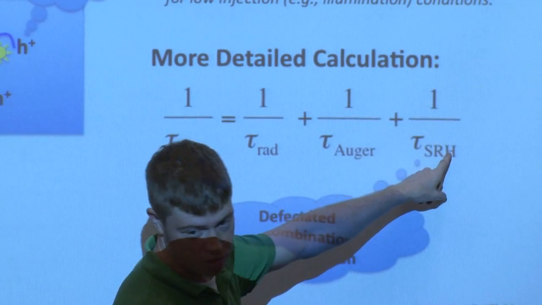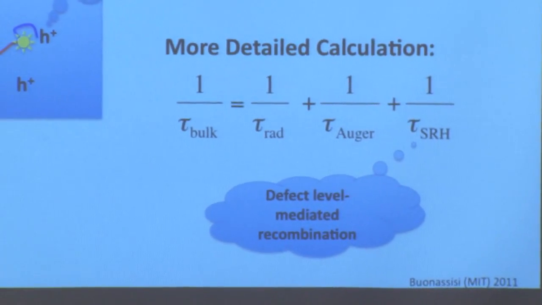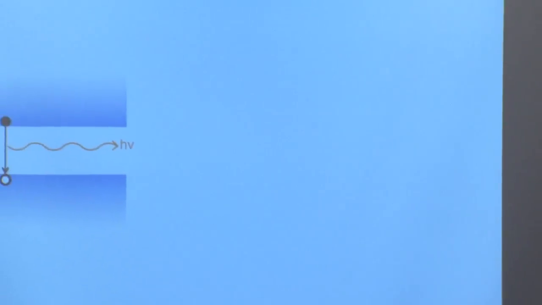And this is often your limiting lifetime, your Shockley-Read-Hall recombination. Is it for silicon and for indirect band gap? For silicon, the Shockley-Read-Hall is the dump. Yeah. OK. So radiative recombination.